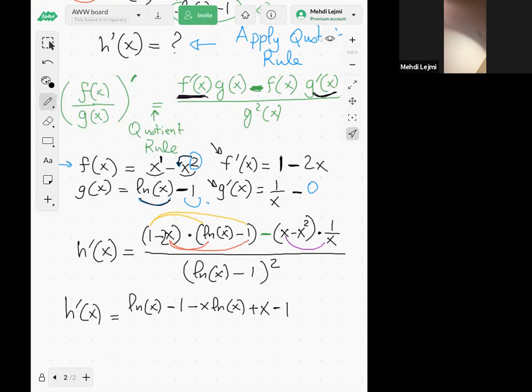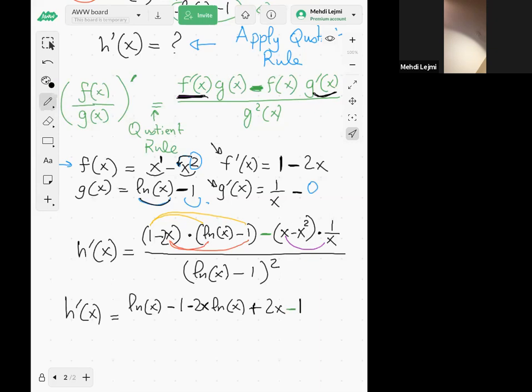And then, let's see, so it's minus 2x here. I forgot the 2 here. So it's 1 times natural log, that's natural log. 1 times 1 minus 1, that's correct. And then minus 2x natural log of x, and then plus 2x. Right, and then there's this minus, and then x times 1 over x, that's 1, right? x times 1 over x cancels out, so it's 1.